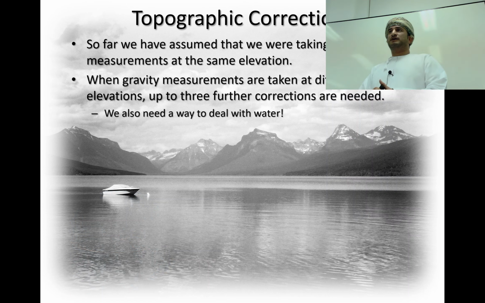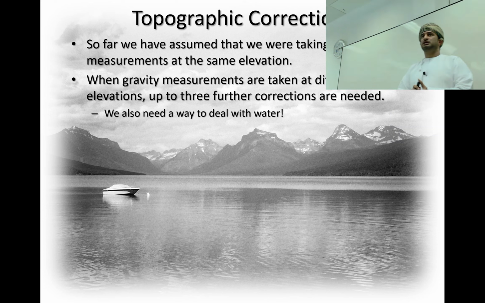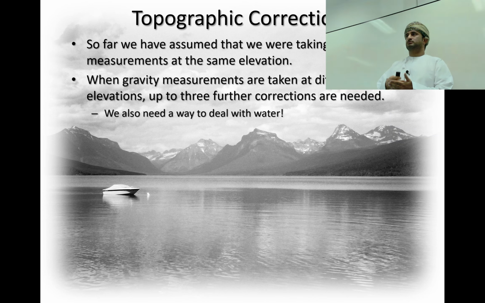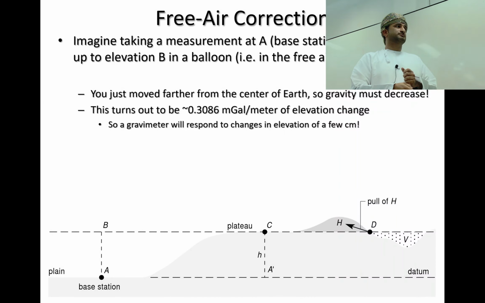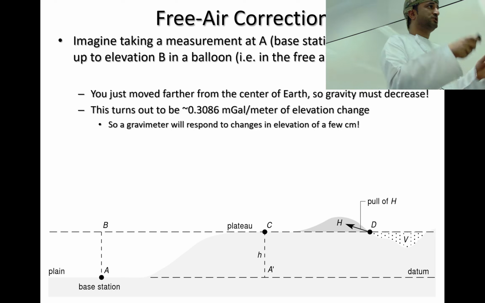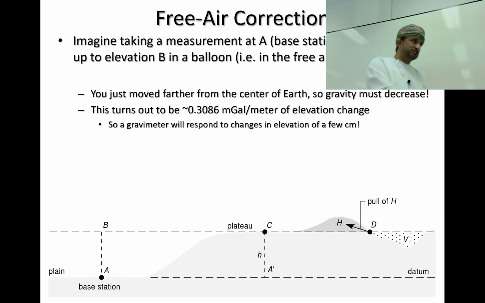Then we move to topographic corrections. Topographic corrections are applied because I'm either moving up or down, one of the reasons. The other reason is because there is an extra weight or extra mountains with respect to the reference point. So let's take some examples. This is a simple schematic diagram showing my survey configuration. A is the reference base station.